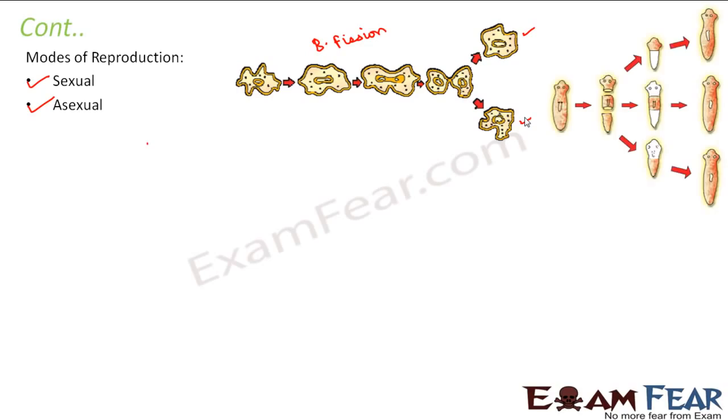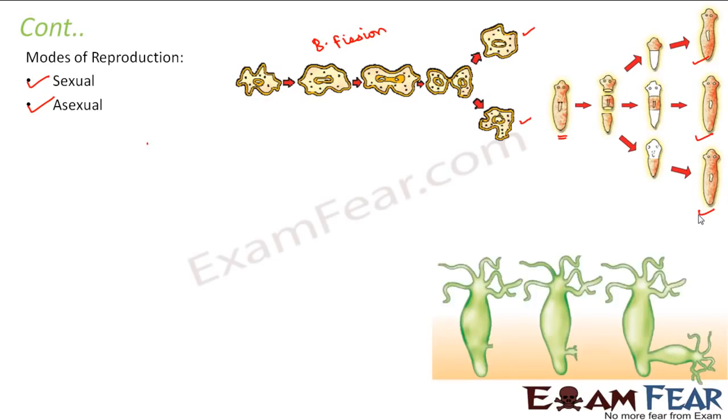Again, in planaria, how do they reproduce? They also reproduce asexually. Here you see there is only one parent. We do not need two parents. Here the body of the parent gets divided into pieces, and then each piece is capable of regenerating, or giving rise to the entire organism. So only one organism gave rise to three daughter organisms. Here also only one parent is involved and three new organisms are formed. This is how planaria reproduce asexually.